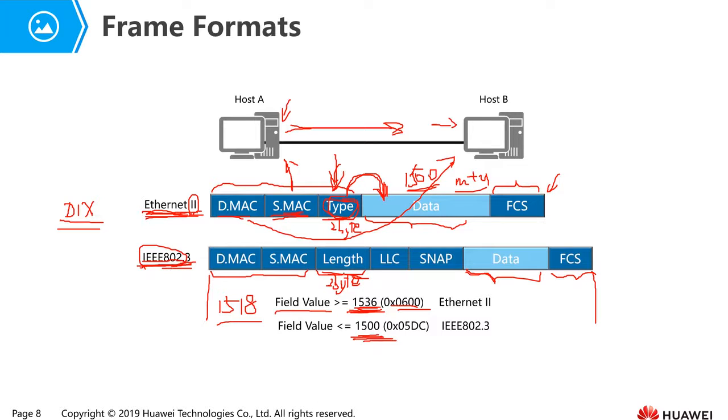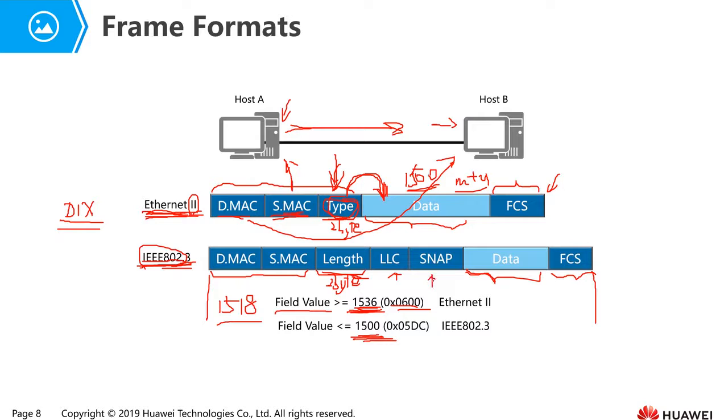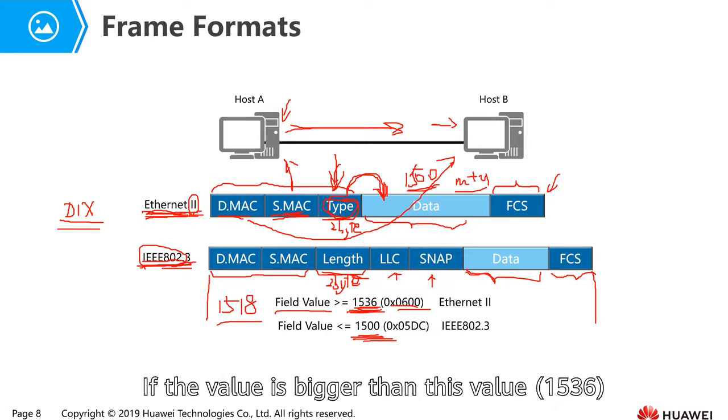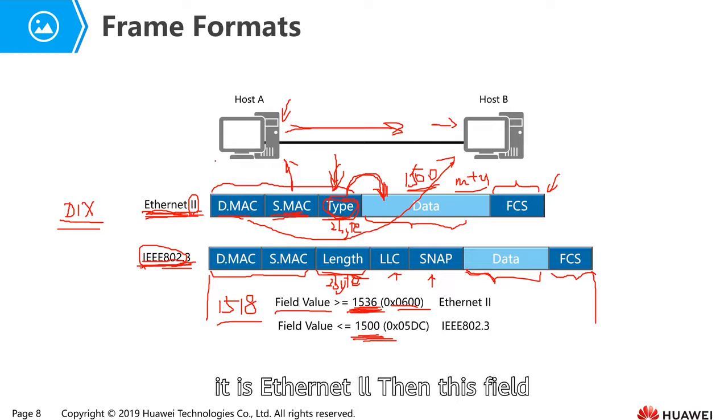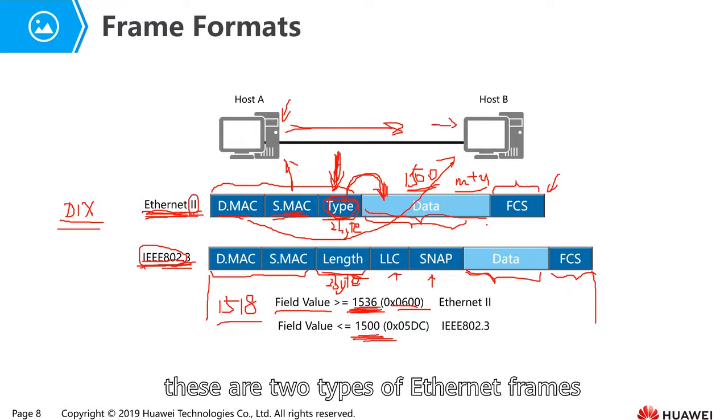So use this format to correspond to each field. And if the value is bigger than 1536, then this is Ether2, and this field will be regarded as the type. Then we'll know what the upper layer protocol is. This is the two types of Ethernet frame. We should know there are two types, and how to identify each of them.